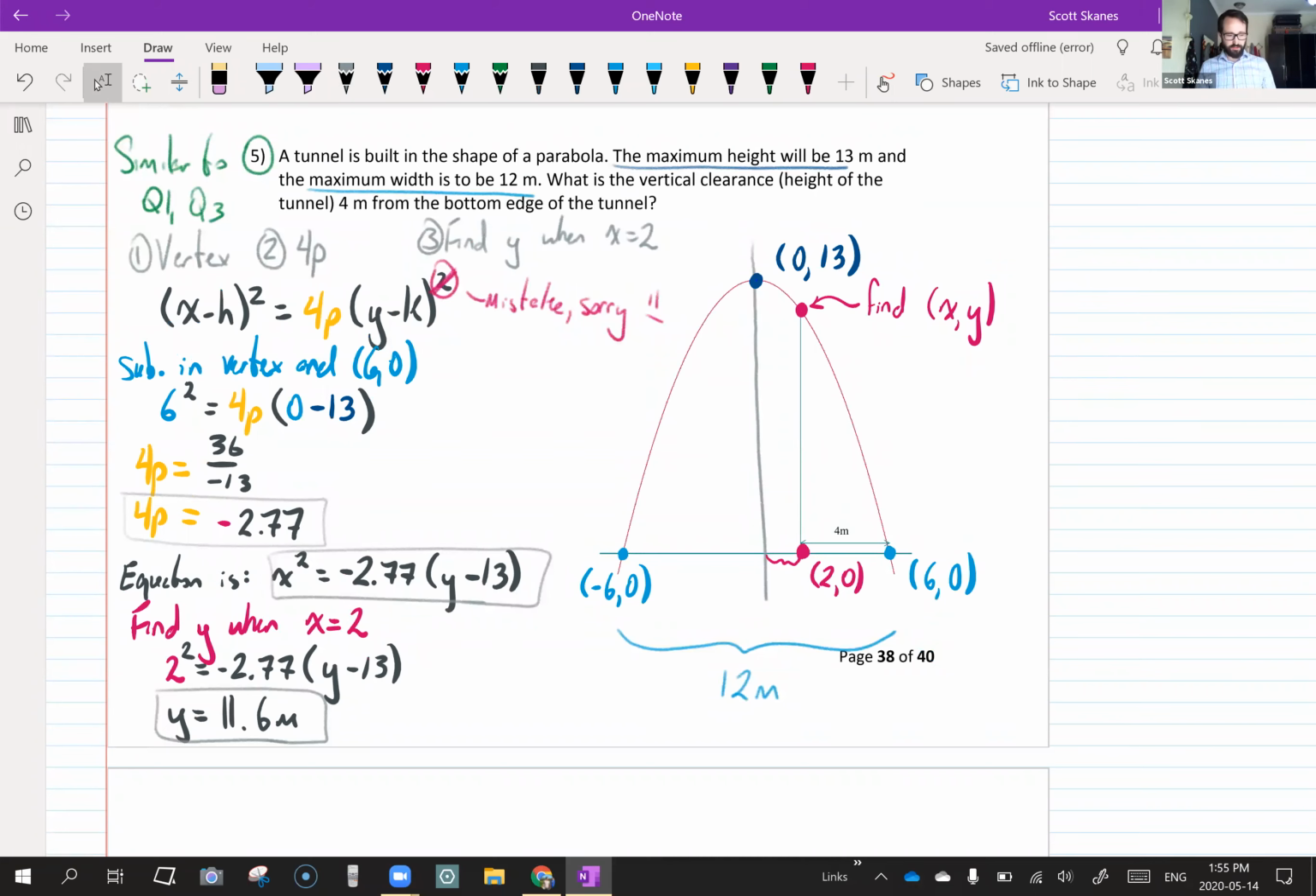And it shouldn't be too much of a surprise. I was given an x value, just find the y value. We'll put it in your equation. You have the equation that relates x and y. That's your function. Put in x as the input. What do you get as the output? 11.6.